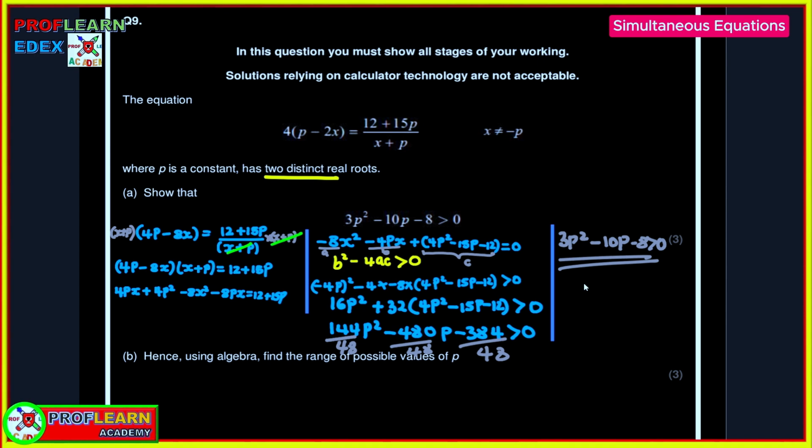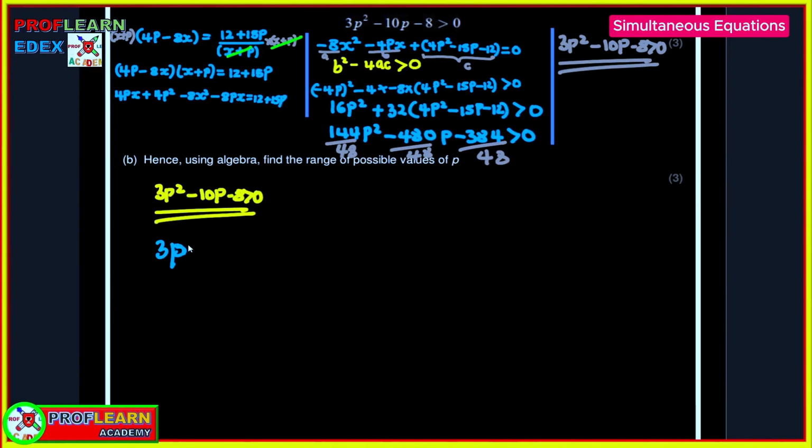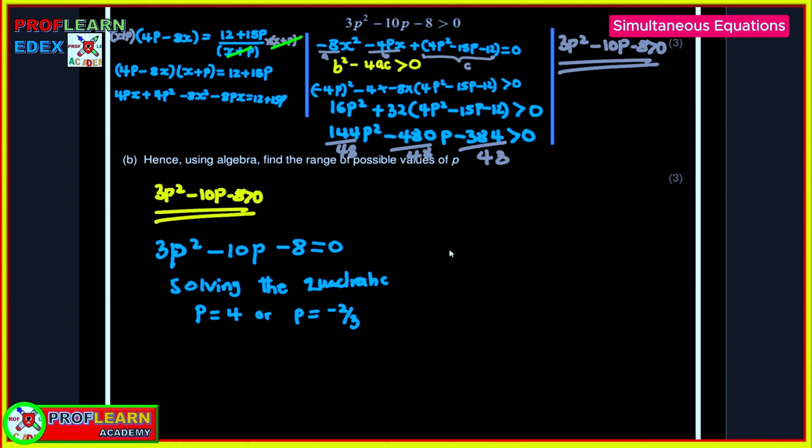Hence, using algebra, find the range of possible values of p. How do we do that? We are going to solve the quadratic equation that we formed earlier. Solving that quadratic equation, we get the value of p as 4 and p equals -2/3. Then, of course, it was an inequality. We are going to sketch that graph, and we need the upper part of the graph.